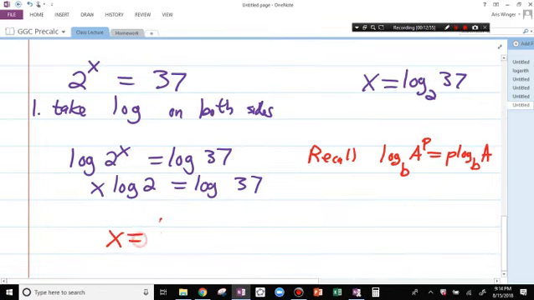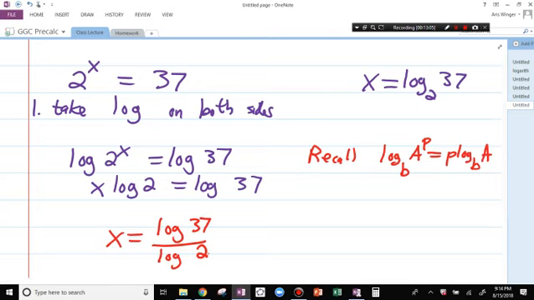X equals log base 10 of 37 over the log of 2. I'm sorry, go ahead. You're okay? Okay. The great skeptic comes in and says, yo, hold up. I thought the answer was log base 2 of 37. Now you're telling me the answer is log 37 over log 2. Which one is it?